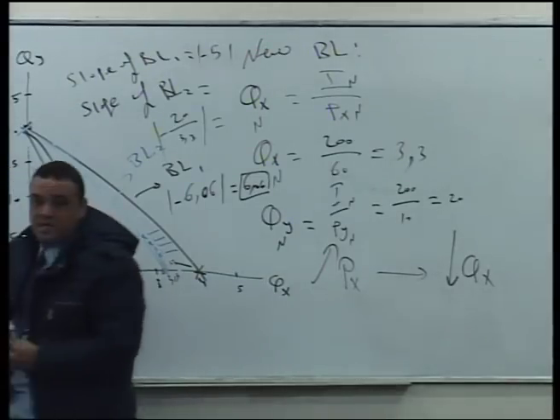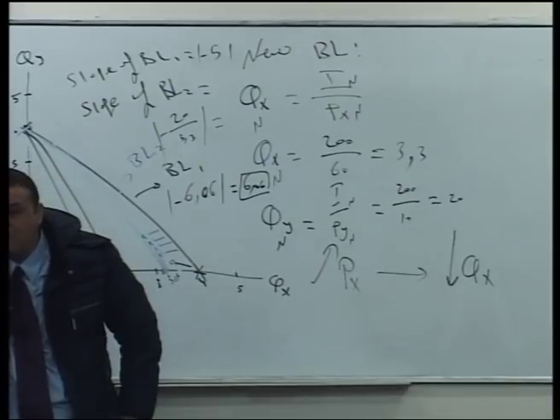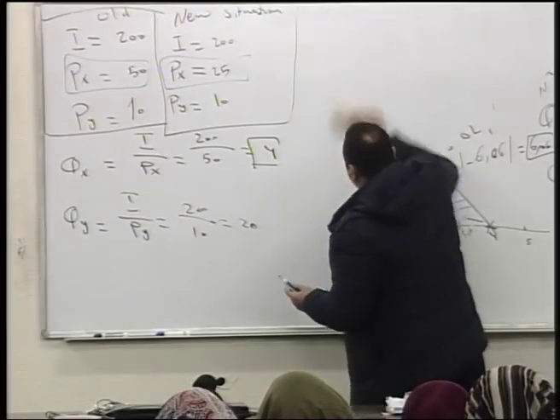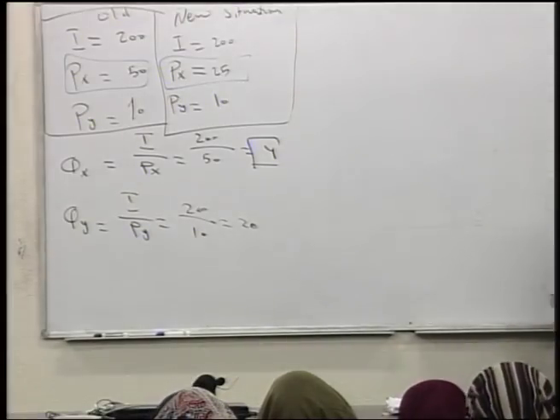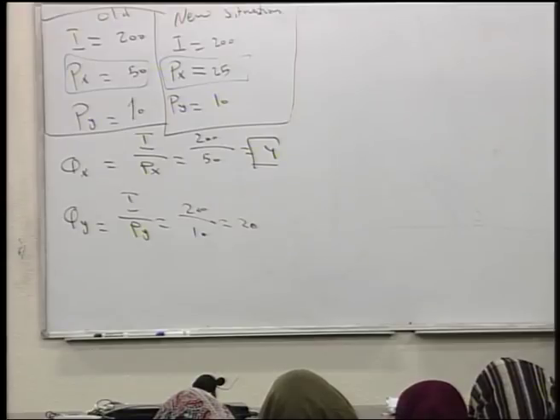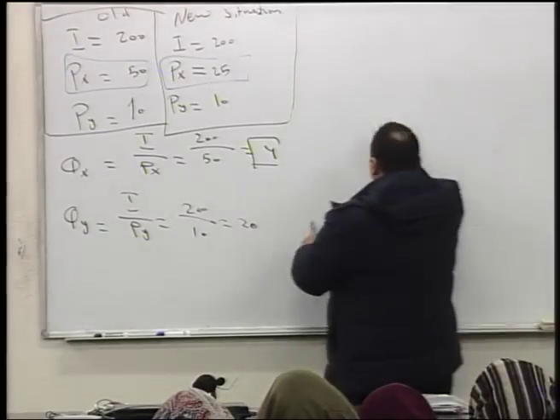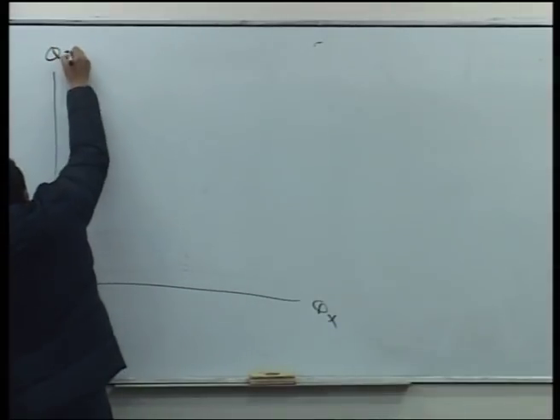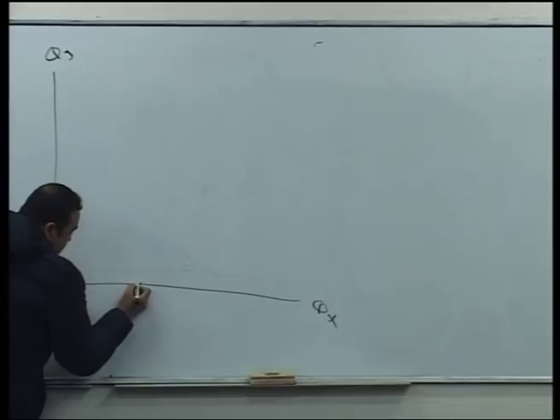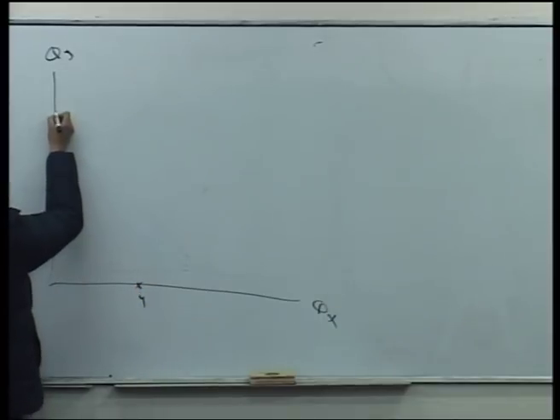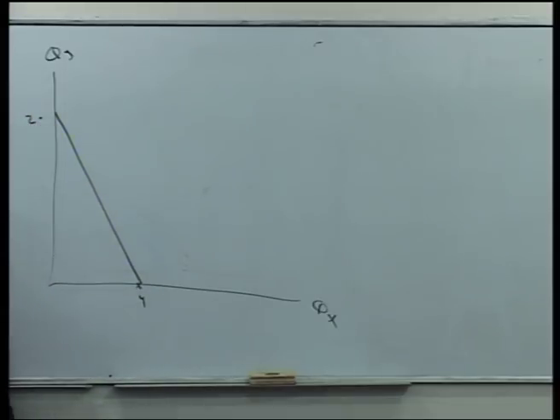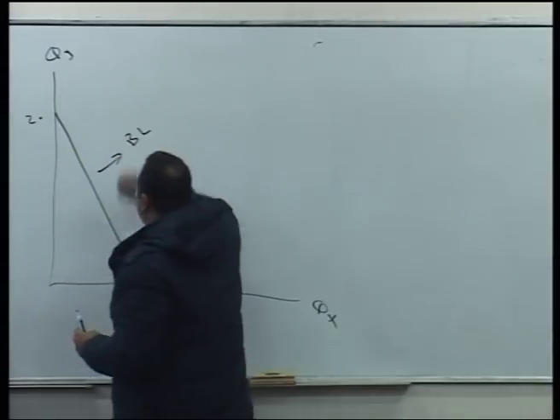And the price of Y remains constant at 10. What will happen to the budget line? Here is the original budget line. The original budget line here, QX, QY, here's 4. And the 20. This is budget line number 1, the original budget line.